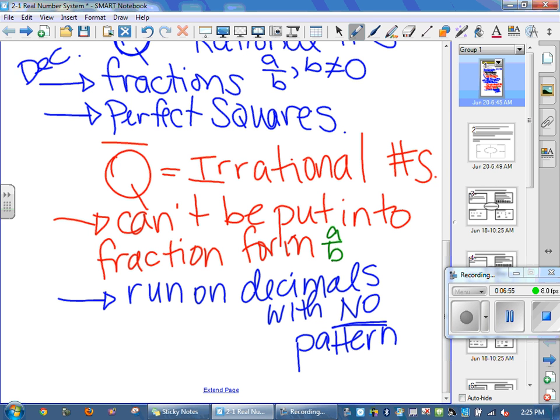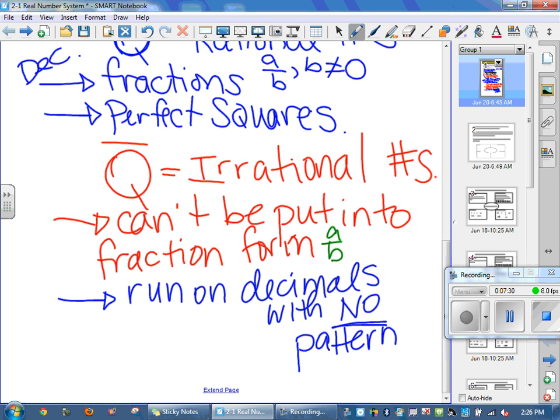Okay? So what we say is that decimals can be rational unless they're run-on decimals. Run-on decimals are never rational. How come? Because a run-on decimal number, you have to round it because it never ends. And because it never ends, you have to be able to have a number that ends to put into fraction form. So if a number never ends, it can't be put into a fraction. And that's why run-on decimals are the answer for this one.